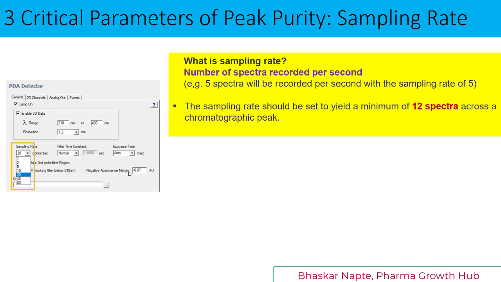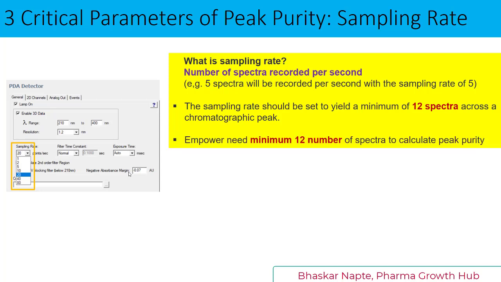The sampling rate should be set to yield a minimum of 12 spectra across a chromatographic peak. Now this is very important information. And why is there a necessity of 12 spectra across the peak? Here is the information. Empower needs a minimum of 12 spectra to calculate the peak purity. This is a very much needed requirement of Empower, and hence you need to have a minimum of 12 different UV spectra across the given peak.